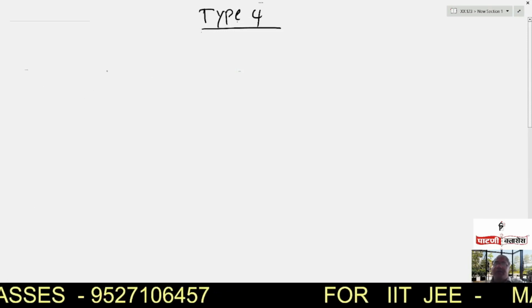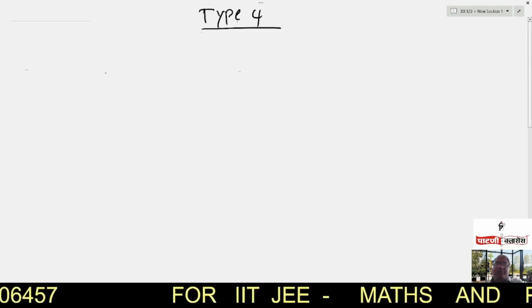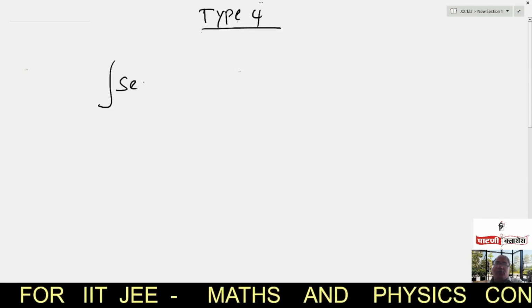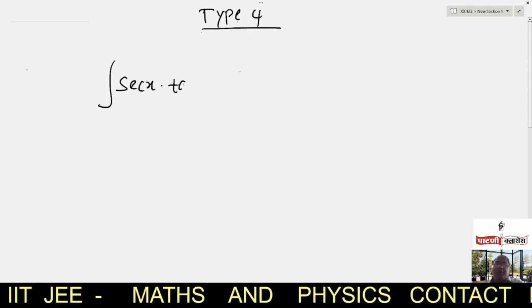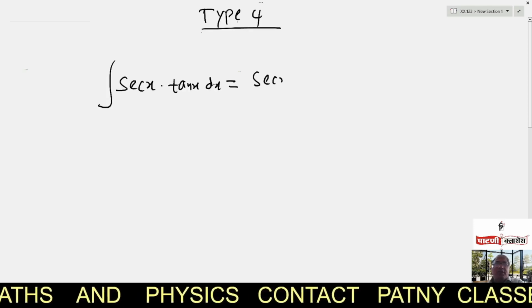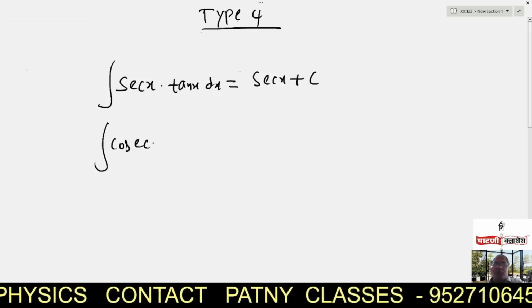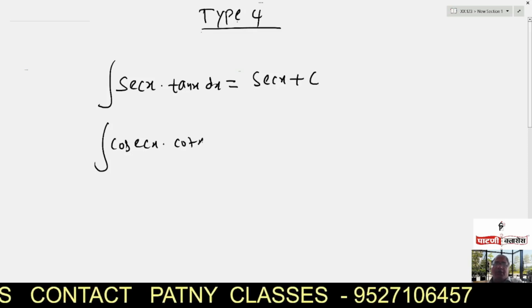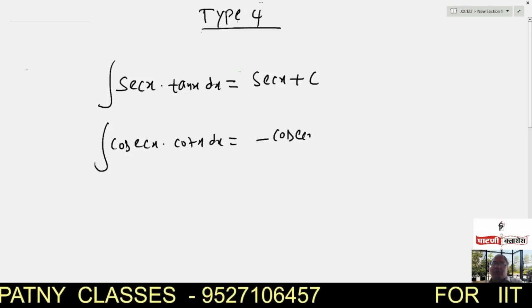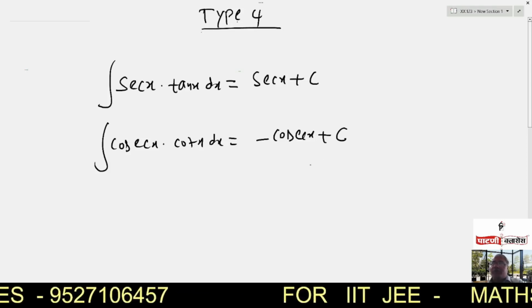At the end, let us see the new two formulae. After this, we will be ending this session. And here is integration of sec x into tan x with respect to x equals sec x plus c, and integration of cosec x into cot x with respect to x equals minus cosec x plus c. Let us do some problems on the basis of these formulae.